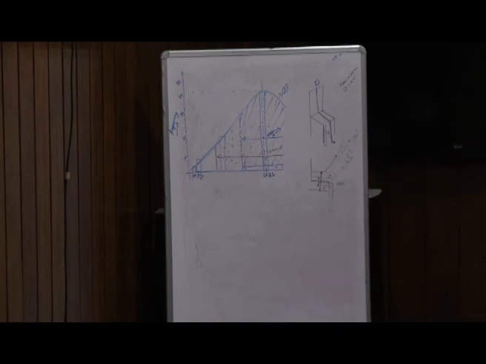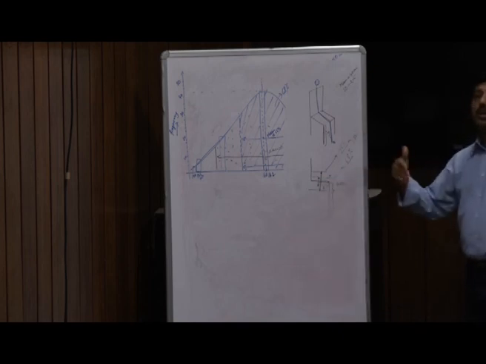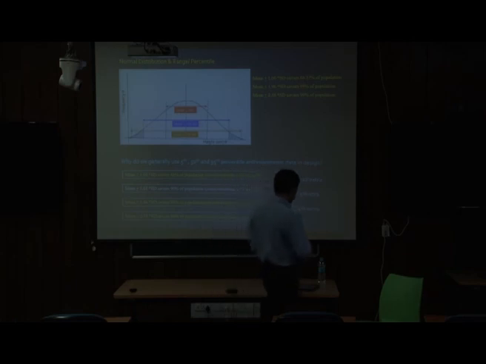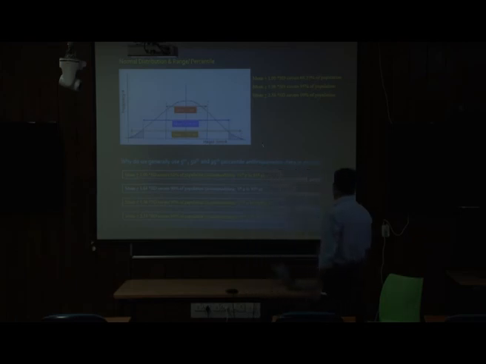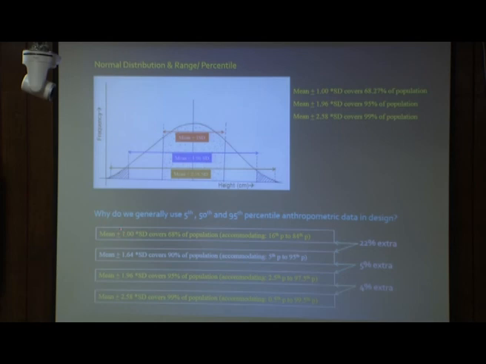in between, this 90% of the population will be able to use this seat if we adjust the height adjustability of the seat 1.64 SD up and down. So from the mean value, this is beneficial for us. From the mean, if we go 1 SD, then we can cover only 68%. But from the mean, if we increase or decrease 1.64 SD, then we can cover 90%.